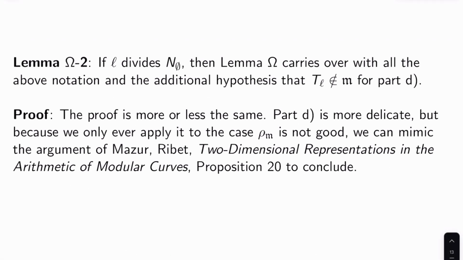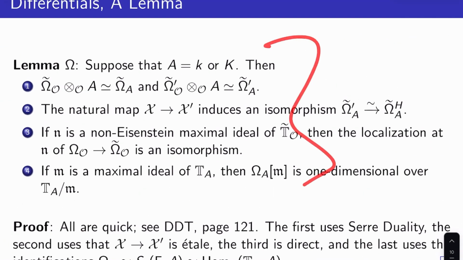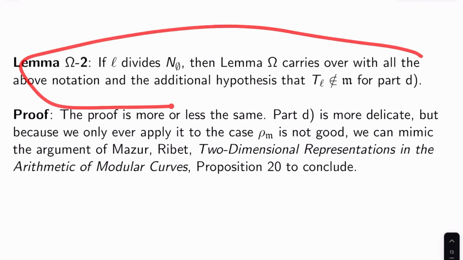Okay, so this video is just a bunch of lemmas en route to proving proposition 5. We'll do one more for today. So we'll call this lemma omega 2. It says if L is a prime dividing N M, then lemma omega from above carries over with all the above notation and the additional hypothesis that T sub L is not in M for part D. Okay. So in other words, up here we still have the same results with some mild changes, even in the case L divides N M. And what are the changes? They're listed down here.